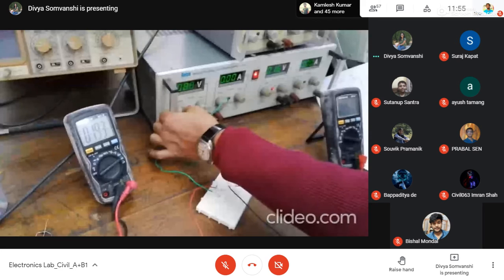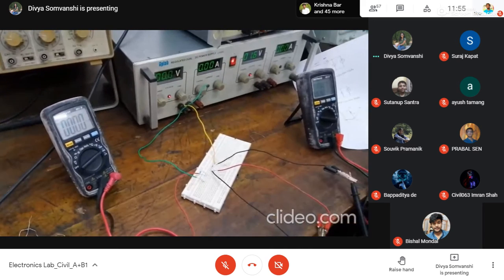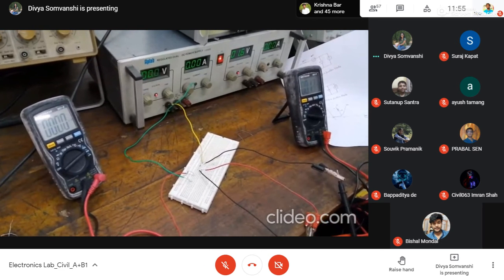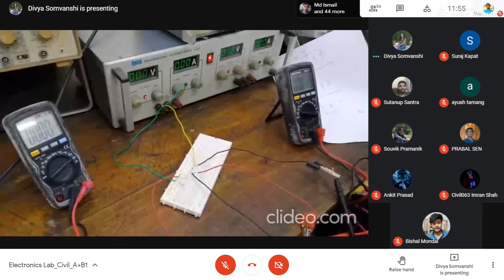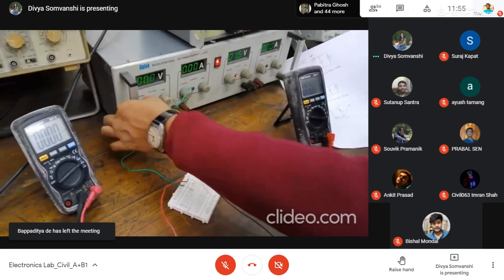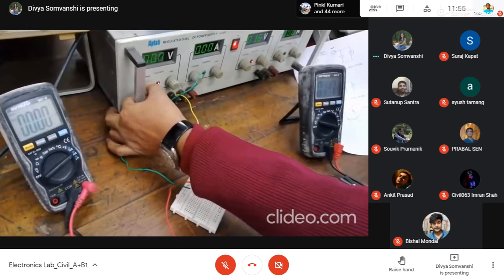Now, a very important point appears: when and how the Zener breaks down. That means the Zener's breakdown voltage, whenever it will appear. That is the very, very important question. Now, I just increase the voltage across the Zener.